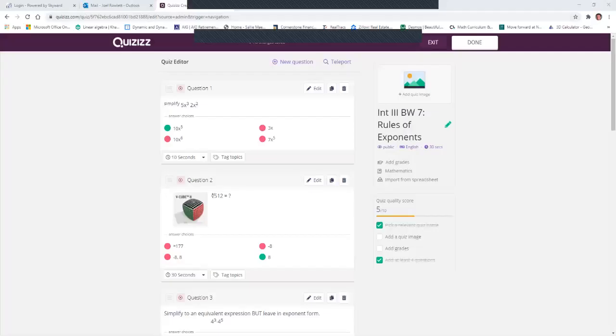So bell work number 7 is a review of the rules of exponents, and we're not going to do all of them. I'm going to do some of the more common ones that we'll see. And on problem number 1, we know that we can multiply 5 times 2, and that's going to give us 10. So that rules out these two options.